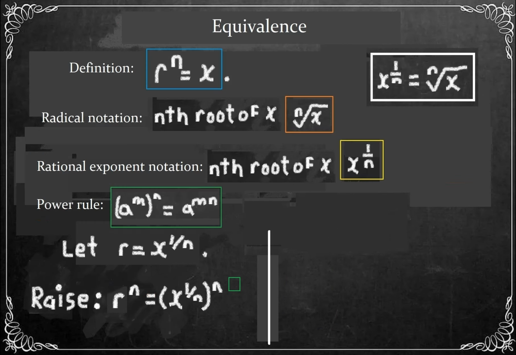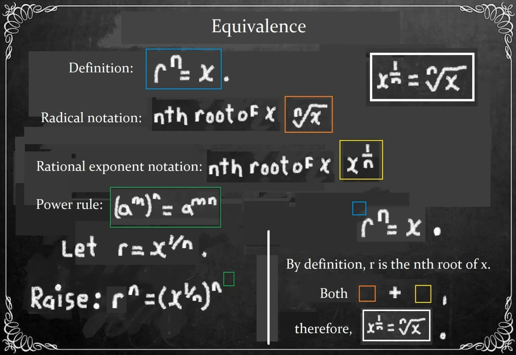In column 1, we start the demonstration by letting r equal x to the 1 over n, which is the yellow box. Then we raise each side to the power of n. We can apply the green box to the right-hand side. In column 2, returns the blue box. Since we have label 1, by definition r is the nth root of x, and through the entire process, which satisfies both the orange and yellow boxes. Therefore, x to the 1 over n equals the nth root of x.